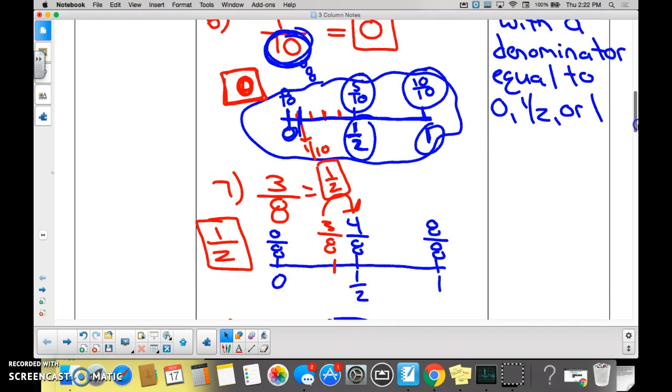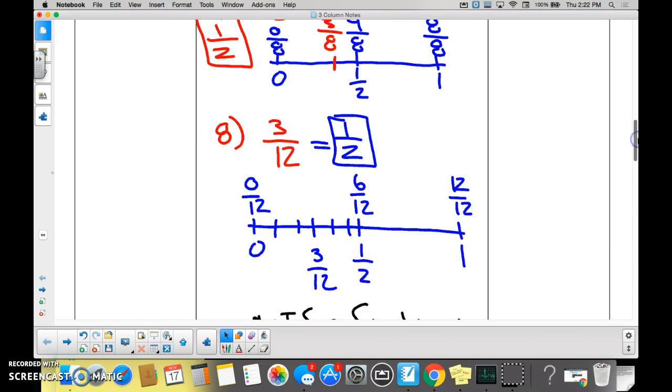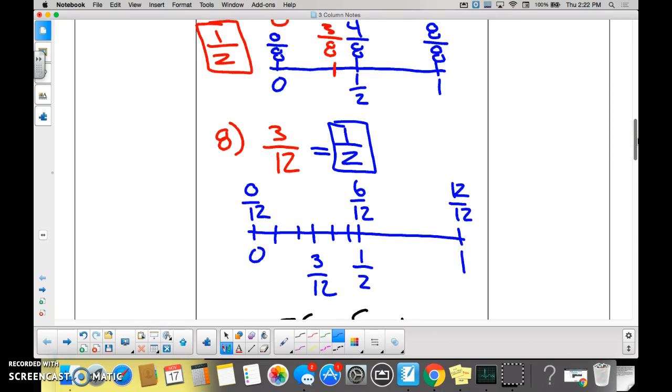I'm going to skip 7 and move down to number 8. So we had 3 12ths. And we determined that 3 12ths, after going through everything, was halfway between 0 12ths and 6 12ths. So we're stuck. Half of us thought it should be a 0. Half of us thought it should be a 1/2. Why was 1/2 our final answer? Somebody explain why 1/2 is the final answer.